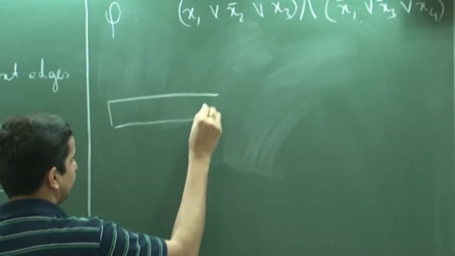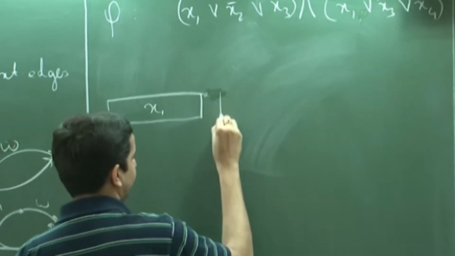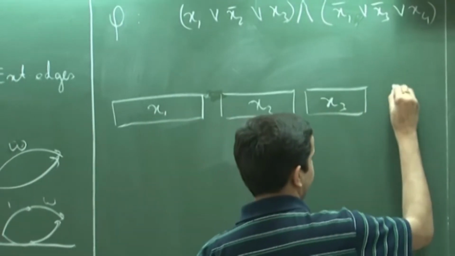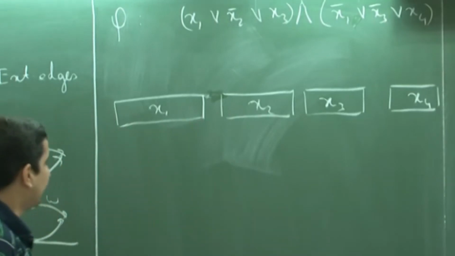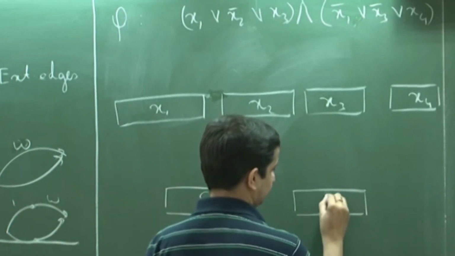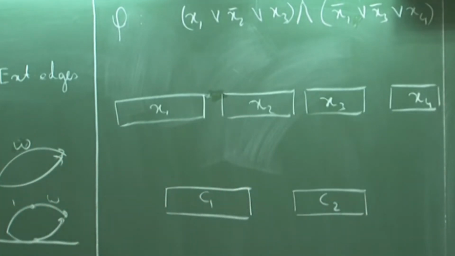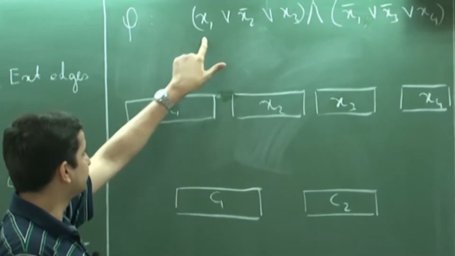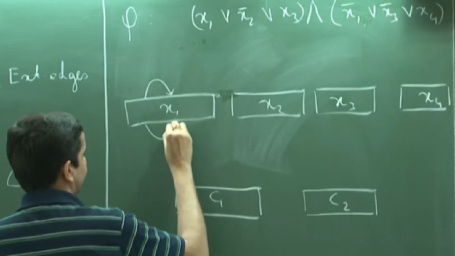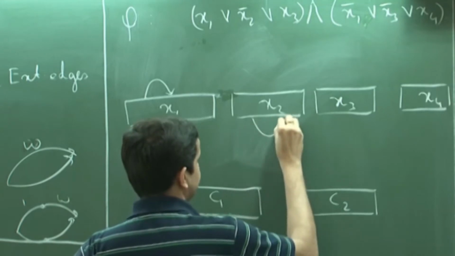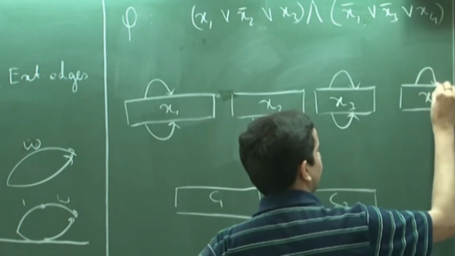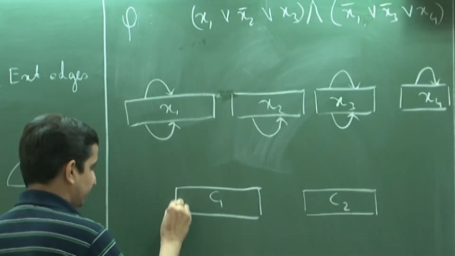So, the corresponding graph that we will have is, firstly, a variable gadget for each of the 4 variables. This is for x1, x2, x3 and x4, and we will have a clause gadget for the 2 clauses. Now, since x1 appears once as true and once in negated form, we will have a true edge and a false edge. For x2 we will have just one false edge. For x3 again one true edge and one false edge, and for x4 just one true edge.